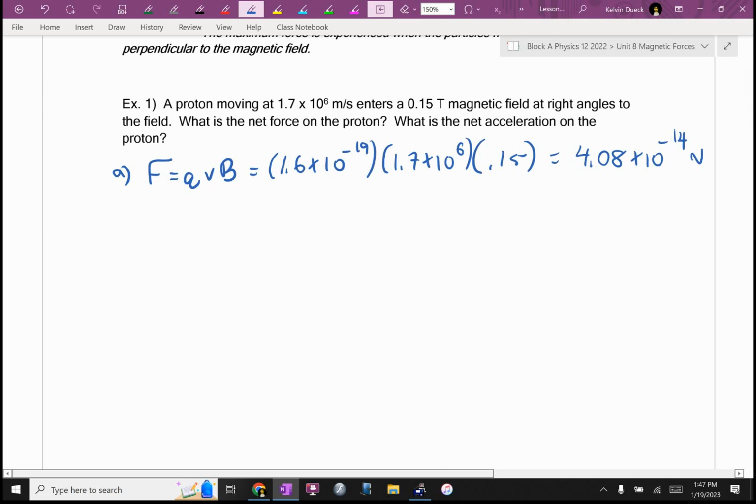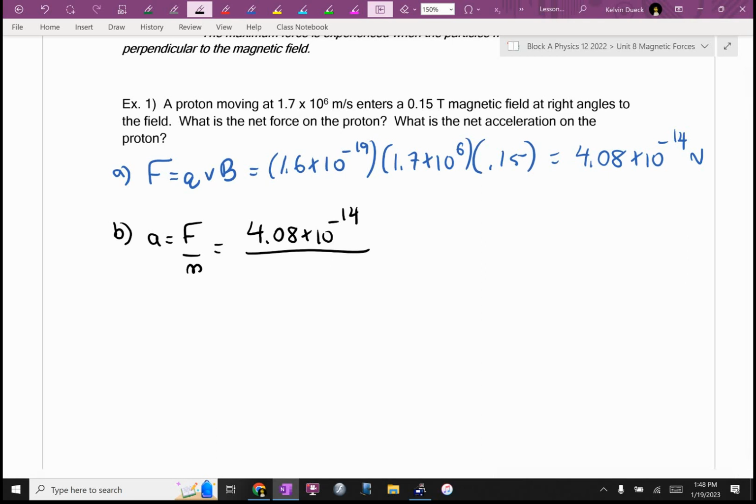Small on our scale, but what is the second thing they want me to find in this question? I'll call it part B. What does the last sentence ask me to find? Acceleration. Well, F equals what? Get the a by itself. It's going to be the force divided by the mass. What's the force? 4.08 times 10 to the negative 14 divided by the mass. It's a proton. It's going to be a really big acceleration.